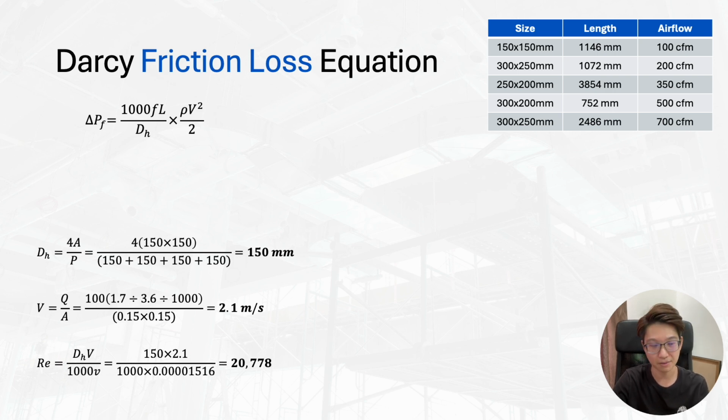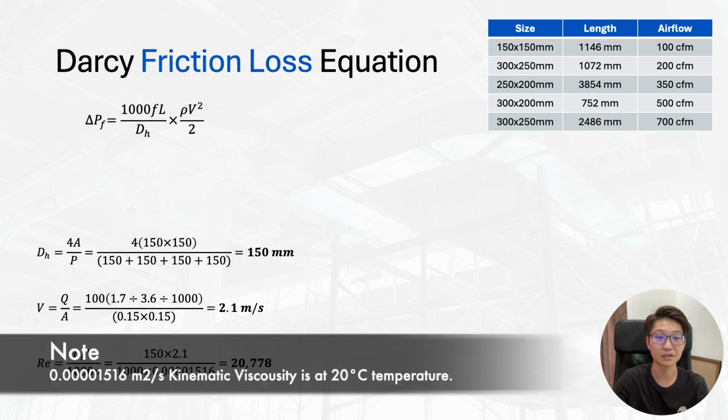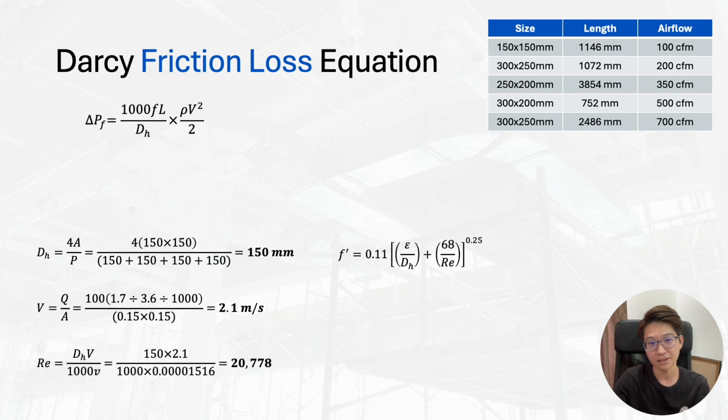Next, Reynolds number. Reynolds number has to do with laminar and turbulent flow. So this equation will account for that. Anyway, we'll just apply it. DH 150, V 2.1, and 1000 is just a constant. V here is the kinematic viscosity of air, a fixed value, so you just use this one, 15.16. Then you get the Reynolds number. Next, the friction factor, this formula.